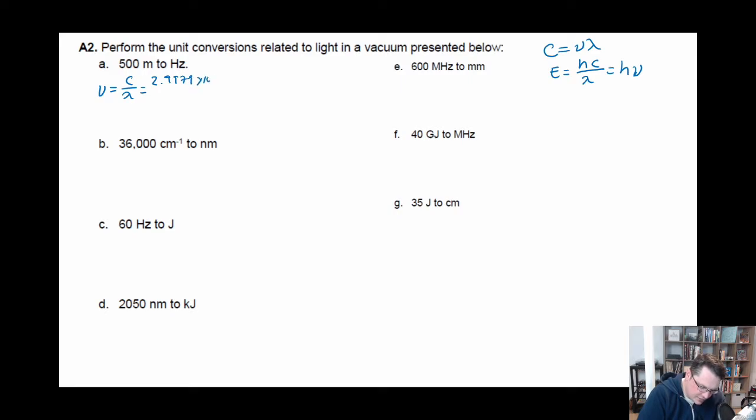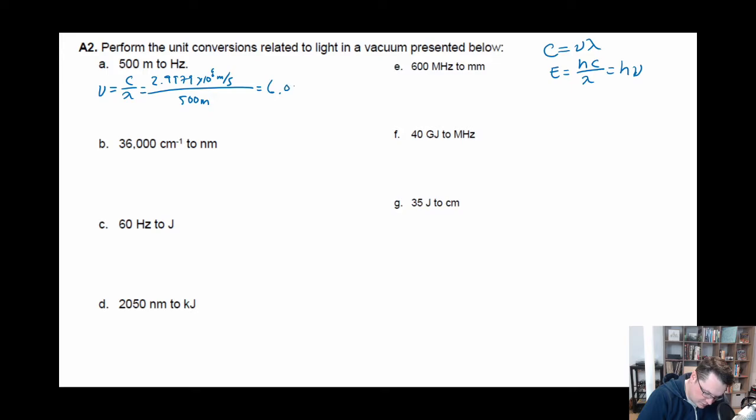So we just simply do 2.9979 times 10 to the 8th meters per second over the wavelength, which is 500 meters. So that will be 2.9979 times 10 to the 8th divided by 500. What am I at, 3 sig figs? Well, technically I'm only at 1 sig fig. But it comes out to being like 599. It's a lot of nines.